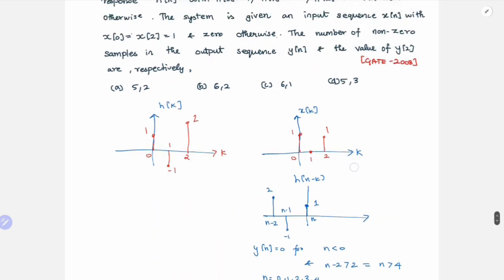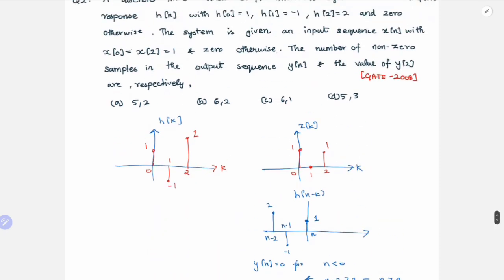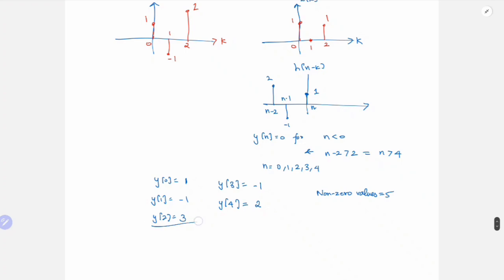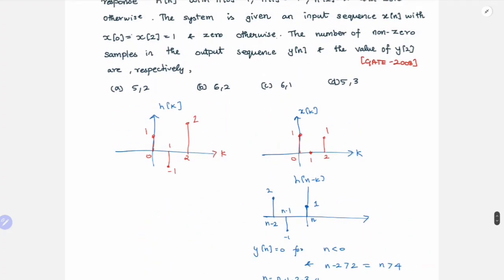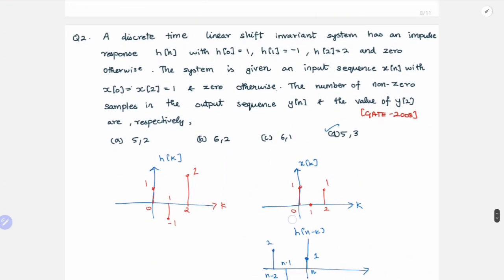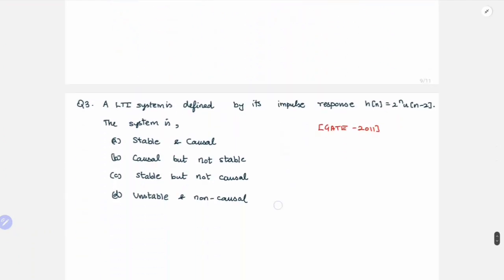Right? And what else have they asked? They have asked for the value of y of 2. So your y of 2 is 3. So the answer should be 5, 3. Option D. Okay. Moving on.